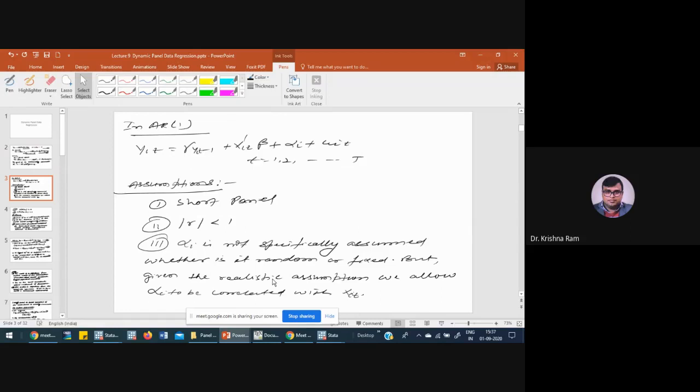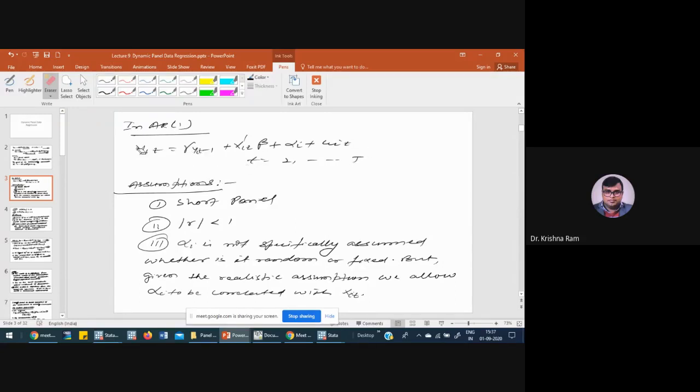In the autoregressive one case, we can write the dynamic panel data regression equation like this, where t runs from 2 to T. Again, why 2 to T? Because we lose the first observation when we take a lag value of any variable. Since here we are taking a lag value of the dependent variable, we lose one observation for all variables, so the number of observations remaining runs from 2 to T.